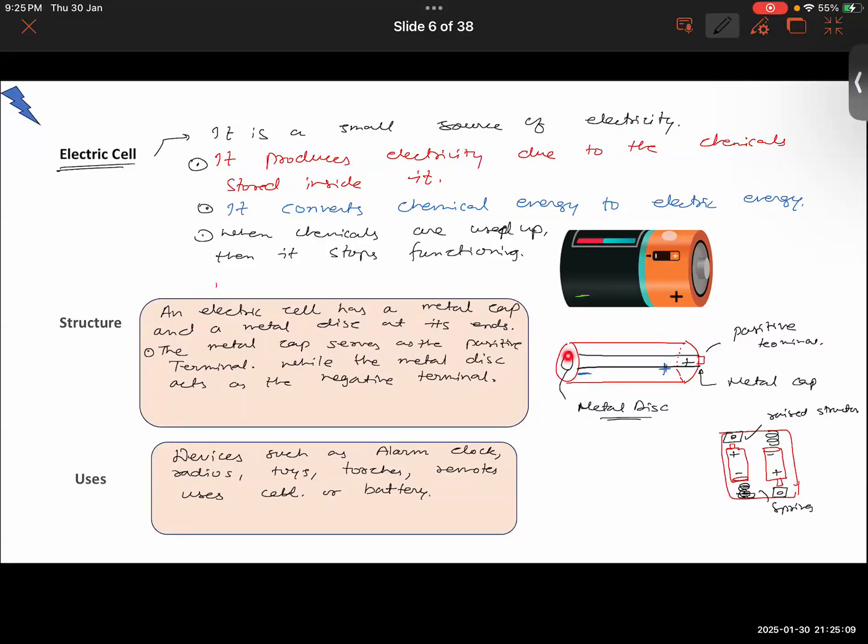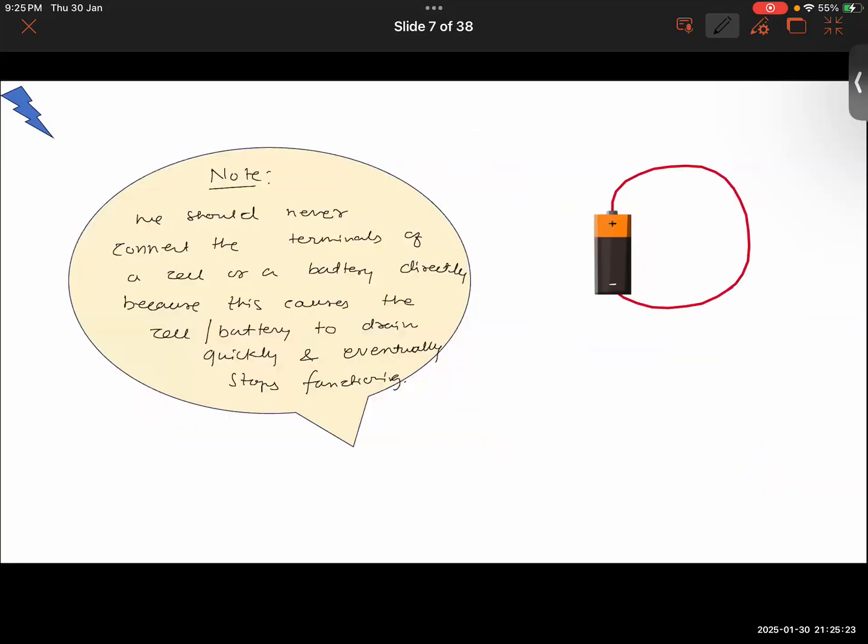While the other end, which has a metal disc on it, is the negative terminal. Okay, now hope you guys are getting it. Then it is basically used to power small devices, as we have discussed. An important thing we have learned is that we should never connect the two terminals of the cell or the battery directly, like you don't have any electrical appliances in between the wire. Otherwise, it will drain the cell or the battery quickly, and it will eventually stop functioning. Getting it, all of you?